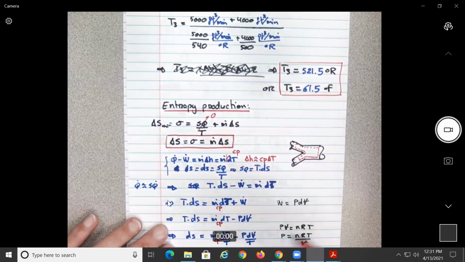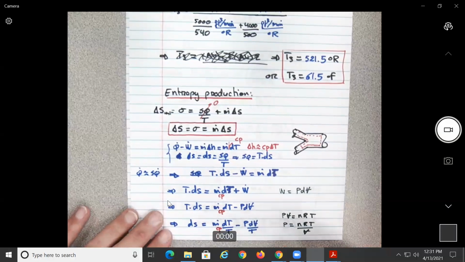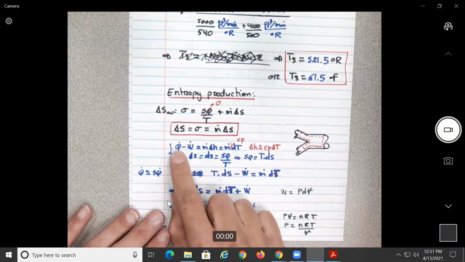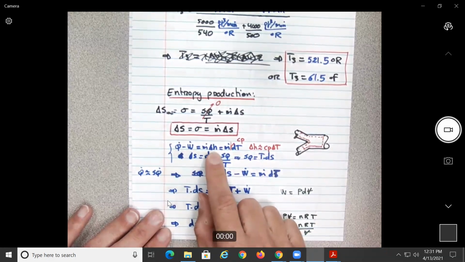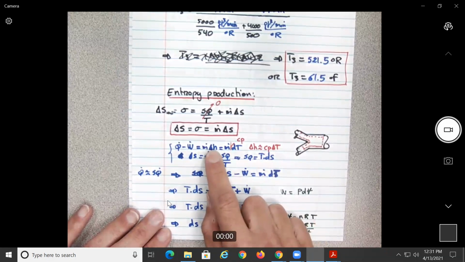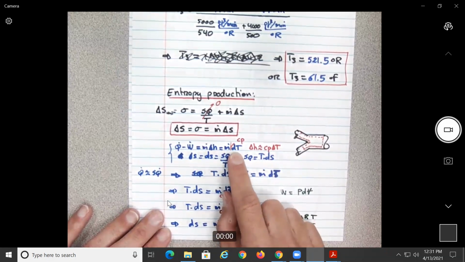So what I did, I rederived the T dS relation. I just rewrote the first law of thermodynamics, power minus heat minus power equal to the change in enthalpy. And I know the change in enthalpy is equal to m Cp dT.